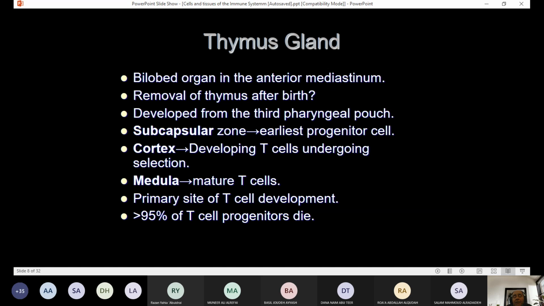Less than 5% of the lymphocytes are the ones that are going to go into the secondary lymphoid organs and circulate in the secondary lymphoid organs looking for foreign antigens.